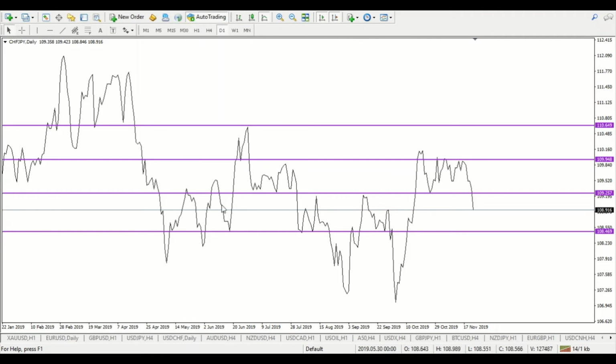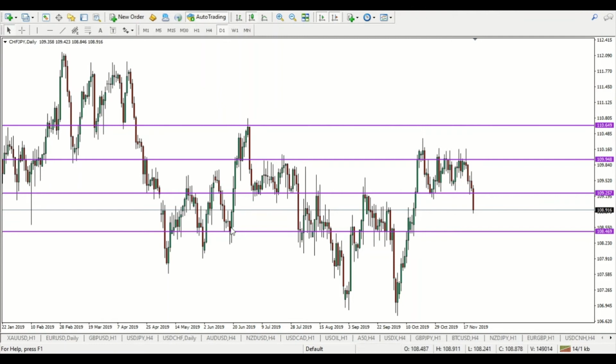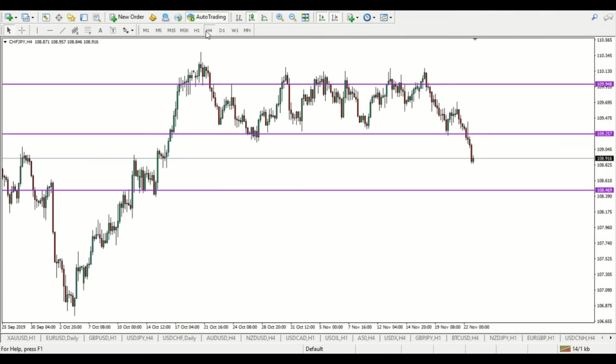After using the line chart, we can go back into the bar chart where you can see it actually acts as a support and resistance zone, where over here we can see some rebounds from the support level, and also from the resistance level we can see a few retracements. Take note that we are in the daily chart. So let's move back into the H4 chart.